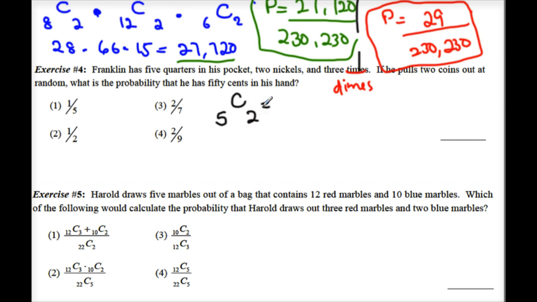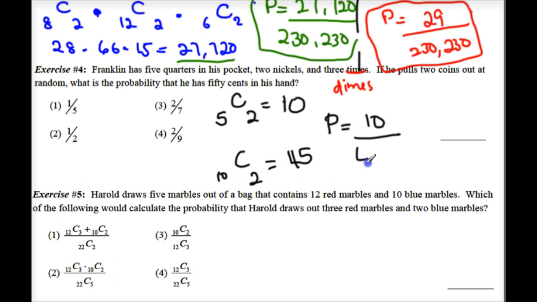The number of different ways that I can pull 2 quarters is 10 ways. Now what's the total possibility? There are 10 coins in his pocket and I want to choose how many? 2. So this will be 45. So the probability is the possible outcomes, 10 ways, over the total possibility, which is 10 over 45, which can also be simplified to 2 over 9, which is choice 4.